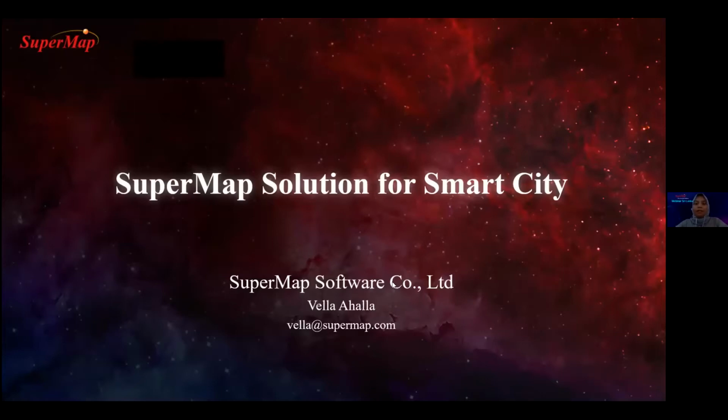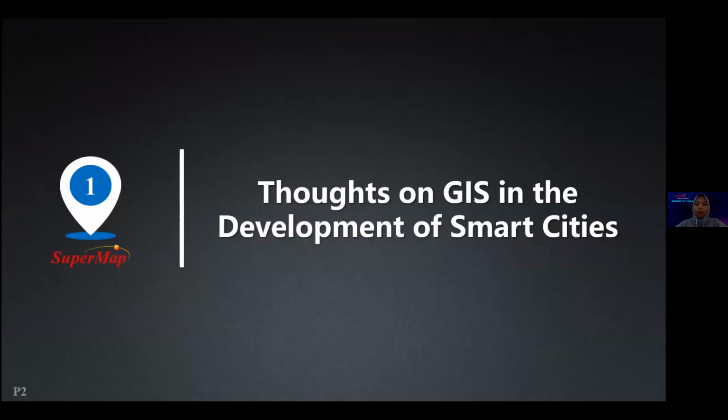Okay, the first outline is thoughts on GIS in the development of smart city, and this outline will mainly discuss how a GIS could help in the implementation of smart city projects and describes its use in the construction of large scale models of the smart city.